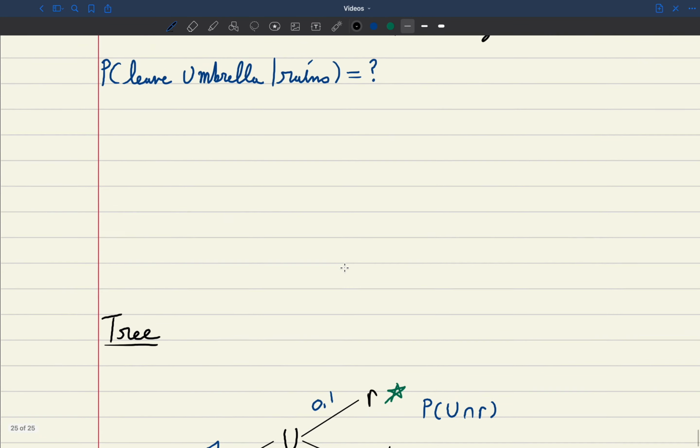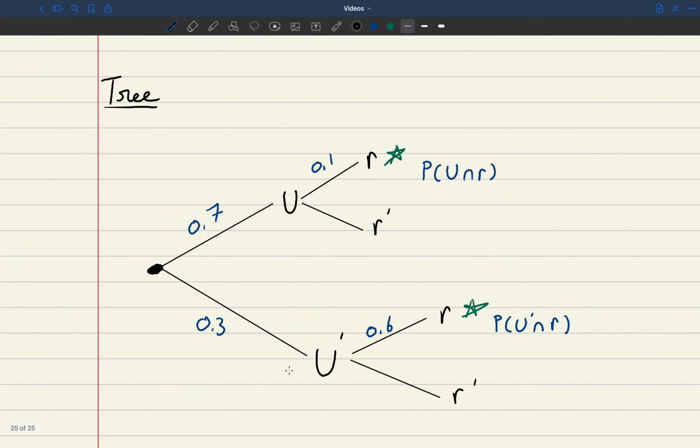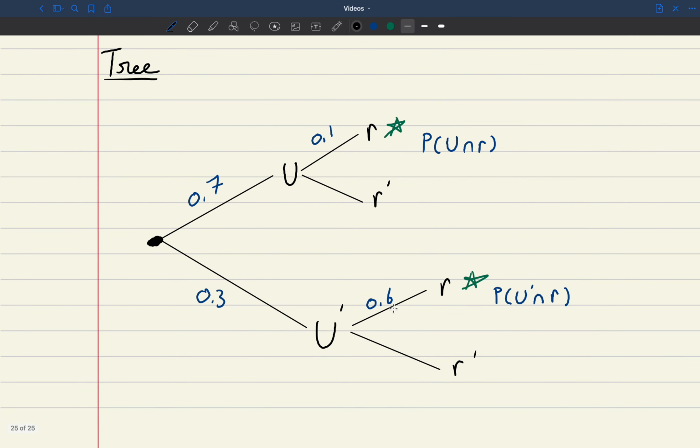Okay, so what are we trying to solve for? If we leave our umbrella at home, given that it rains, what's the probability? So what's the probability we leave our umbrella at home given that it rains? We don't have our umbrella is down here, and it rained, so it's here. If we multiply these two, that is them together. It would be 30% chance that we don't bring our umbrella and 60% chance that it would rain. So it would be 30 times 60, which takes us to an 18% chance that this occurs.